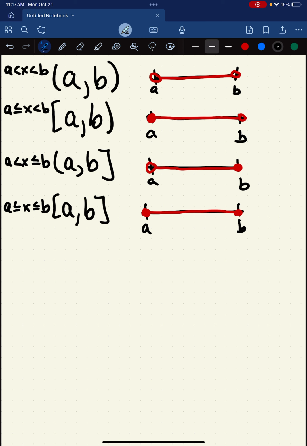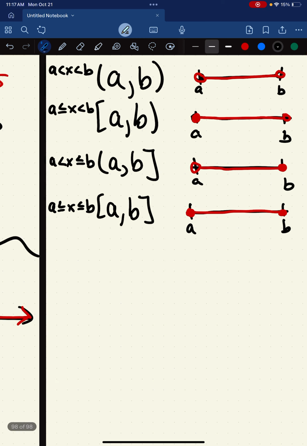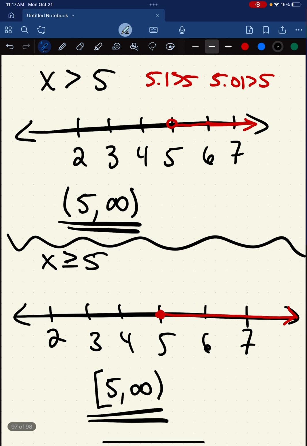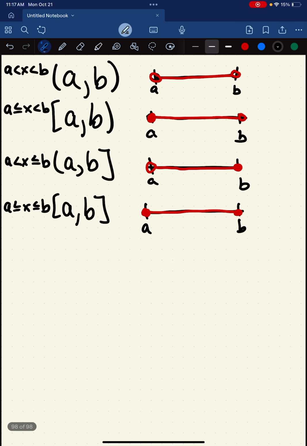Now, this is how we talk about the interval for which our inequality is valid. So for example, the interval for which x is greater than 5 is valid is 5 to infinity. The interval for which x is greater than or equal to 5 is valid is from, including 5, to infinity. And so these are how we notate where our inequality is valid.